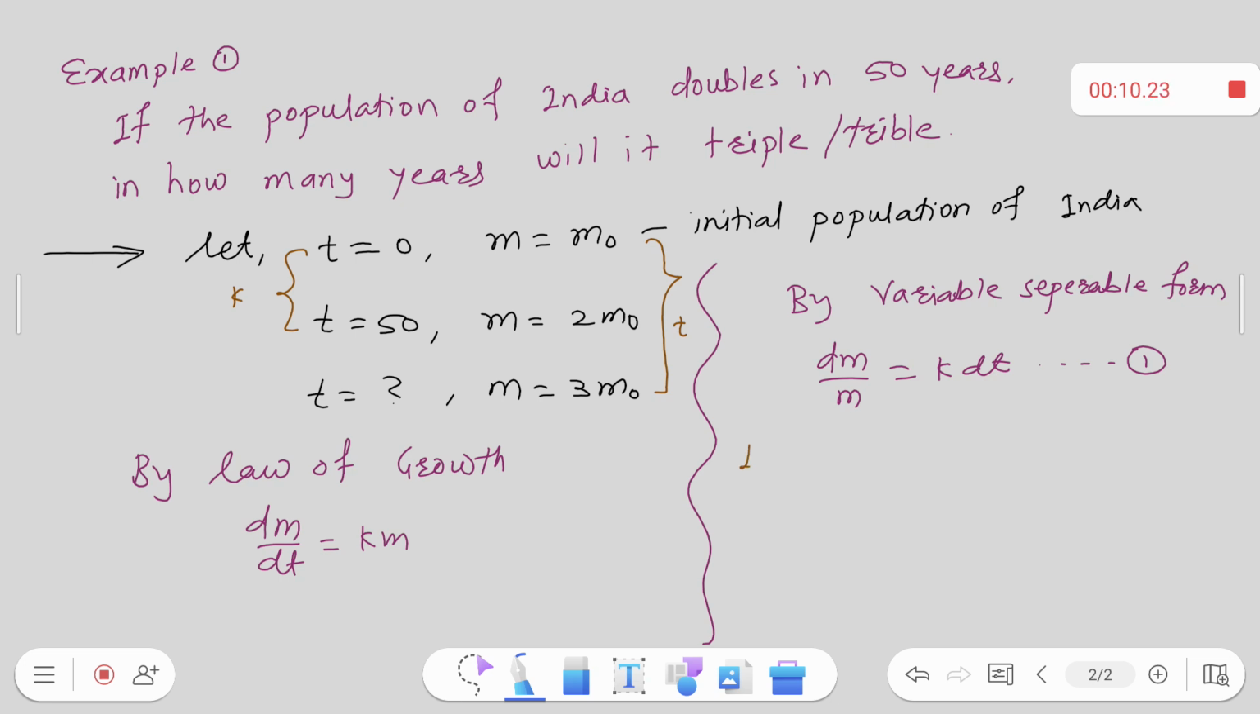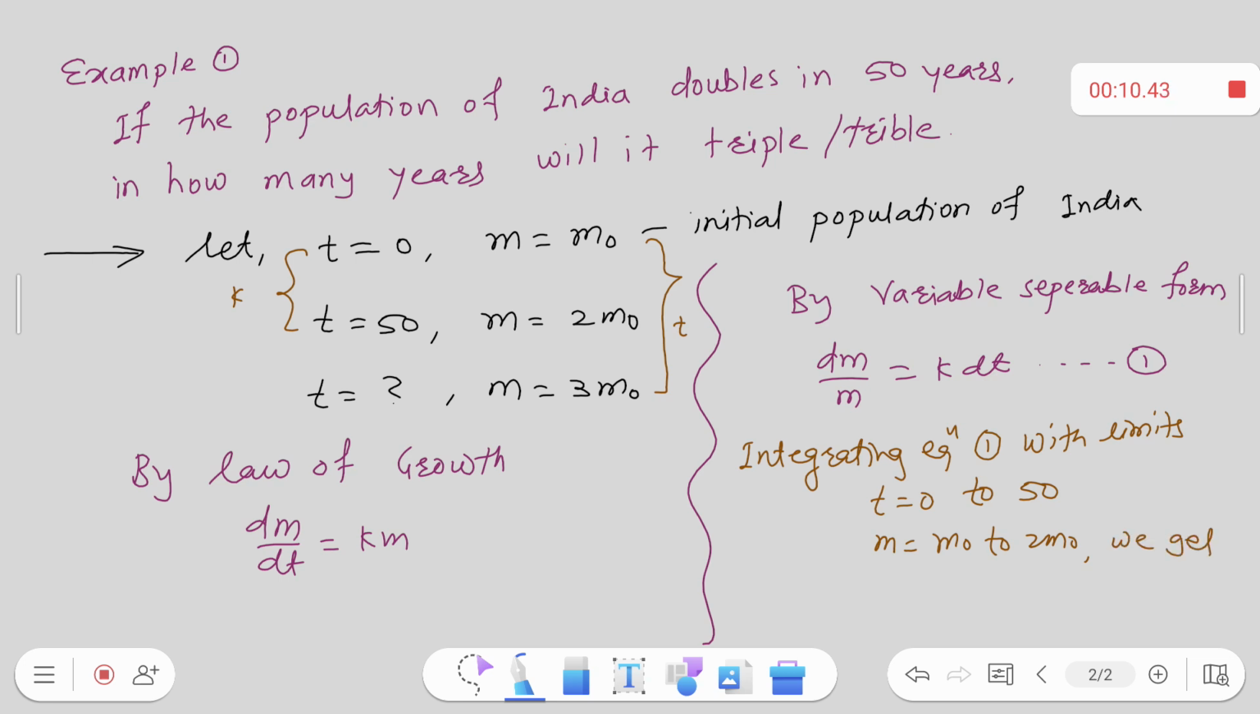So integrating equation 1 with the limits t from 0 to 50 and m from m0 to 2m0. Here we get the integration of dm by m from m0 to 2m0 is equal to the integration of k times dt, t from 0 to 50. So from these two limits, here we get k.